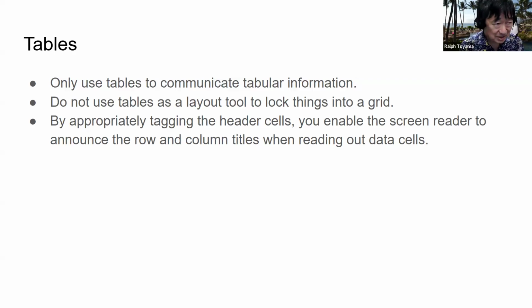And basically, what you want to do with tables is put the table header tags around your header cells, the row and the column headers, so that the screen reader is able to announce the row and column titles when it's reading out the data cells.